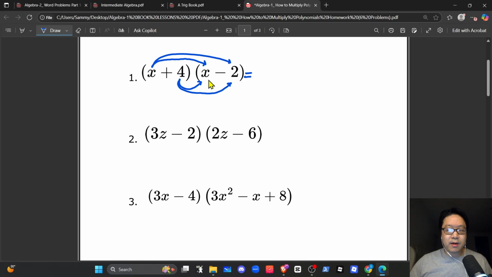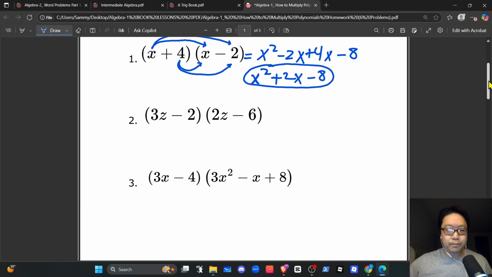So x times x is x squared. x times -2 is -2x. And then we have 4 times x gives us 4x, and then 4 times -2 is just -8. We combine like terms. Okay, -2x and positive 4x is going to be positive 2x, and then we have the -8, and that's our answer.